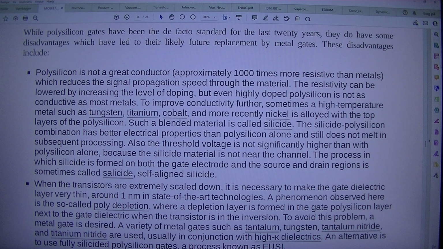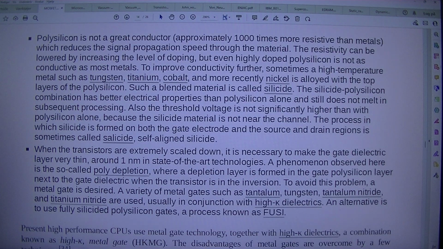These disadvantages include that polysilicon is not a great conductor, approximately 1,000 times more resistive than metals, which reduces the signal propagation speed through the material. The resistivity can be lowered by increasing the level of doping, but even highly doped polysilicon is not as conductive as most metals. To improve conductivity further, sometimes a high-temperature metal such as tungsten, titanium, cobalt, and more recently nickel is alloyed with the top layers of the polysilicon. Such a blended material is called silicide.